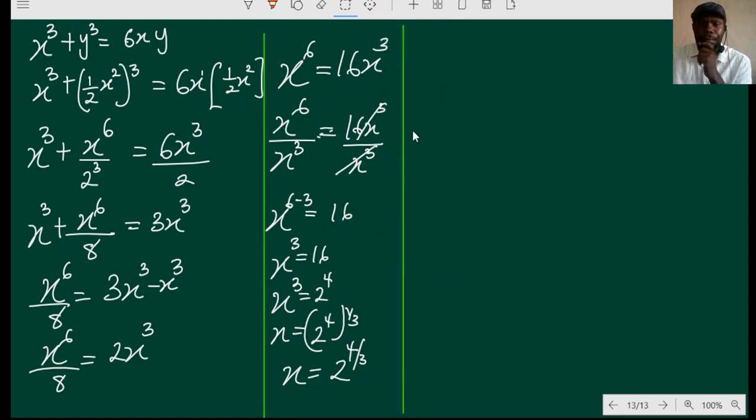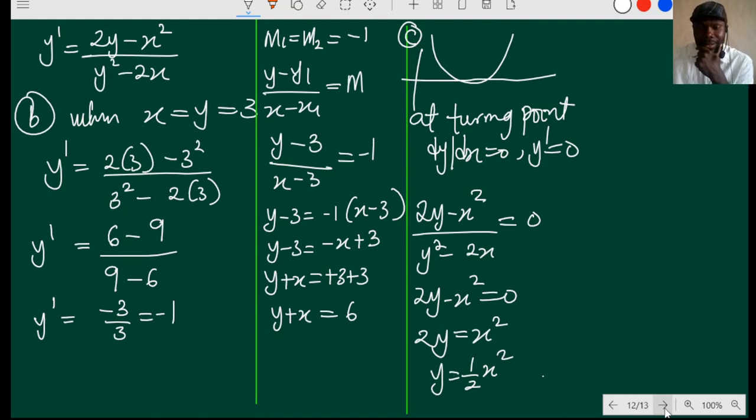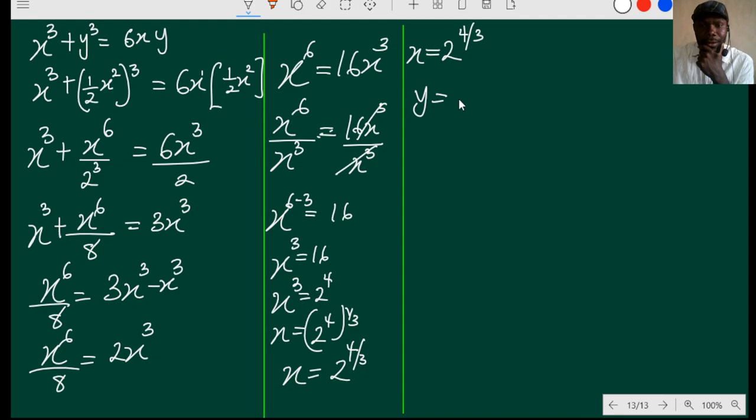So now, if our x is 2 raised to the power 4 over 3, that is the value of x. But from the analogy at the beginning, our y is equal to 1 over 2 times x squared. So therefore, our y will now be 1 over 2 times the value of x, which is 2 raised to the power 4 over 3, all squared.